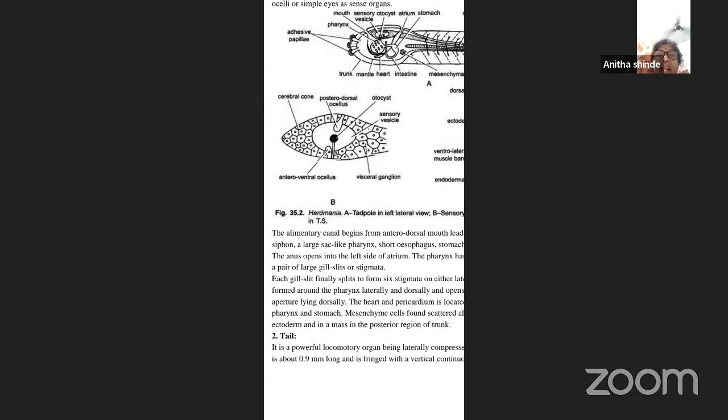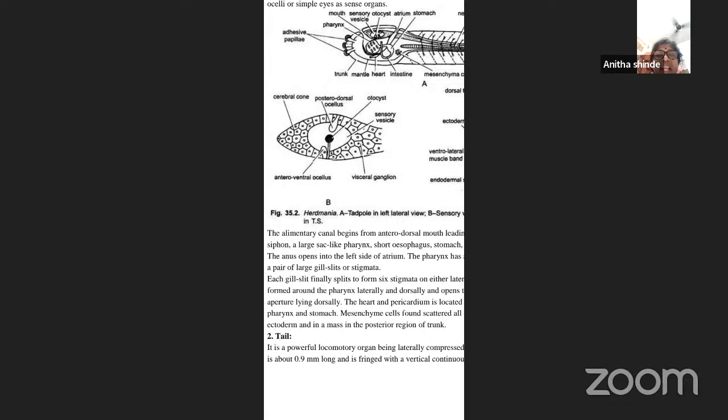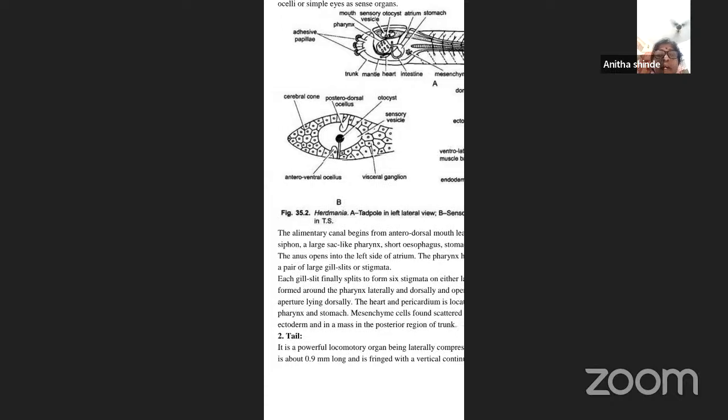Then the heart and the pericardium are also formed, and they are located postero-ventrally in between the pharynx and the stomach. The mesenchyme cells are found scattered all over the body beneath the ectoderm, and they lie in the posterior region of the trunk. So that is how the larva is being formed.